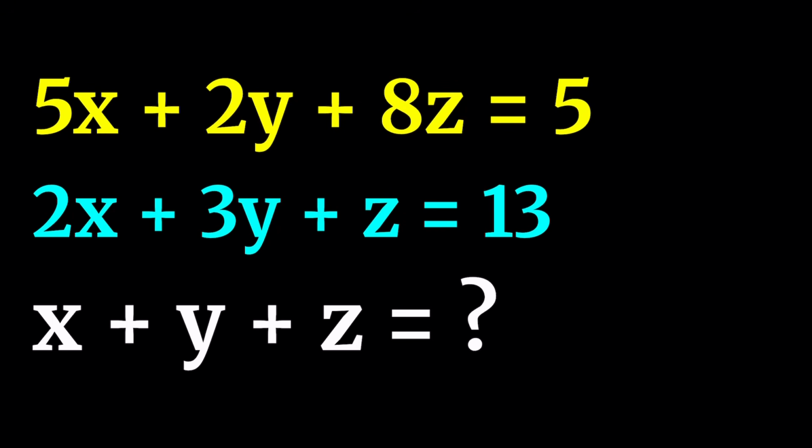Hello everyone. In this video, we're going to be dealing with a system of equations. We have 5x plus 2y plus 8z equals 5 and 2x plus 3y plus z is equal to 13. So those two equations are given and we're supposed to evaluate x plus y plus z. Now, this is not a Diophantine system, so x, y, z do not have to be integers.